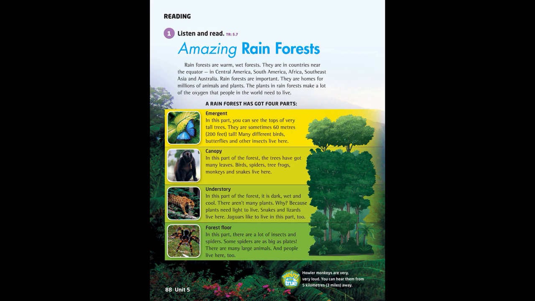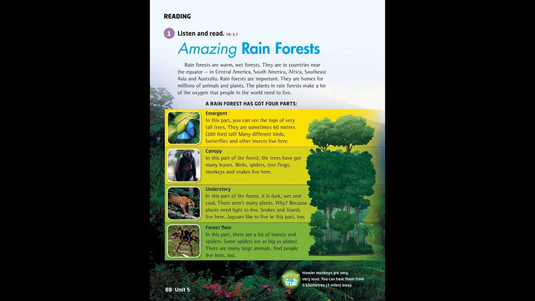A rainforest has got four parts. Emergent. In this part, you can see the tops of very tall trees. They are sometimes 60 meters, 200 feet tall. Many different birds, butterflies, and other insects live here. Canopy. In this part of the forest, the trees have got many leaves. Birds, spiders, tree frogs, monkeys, and snakes live here.